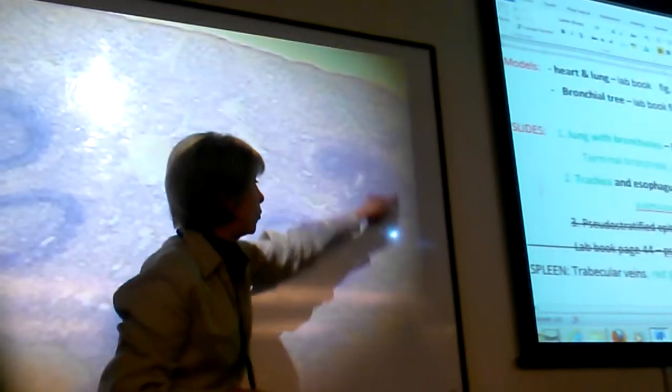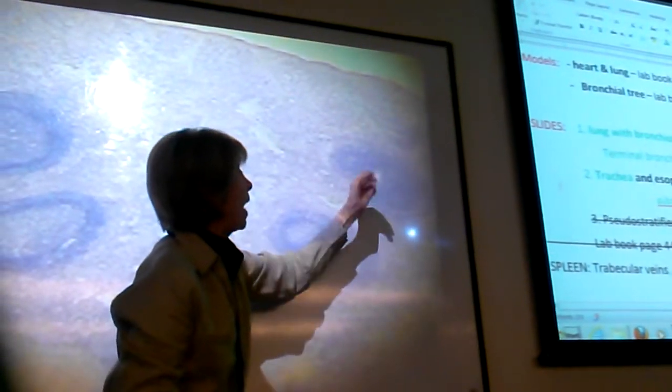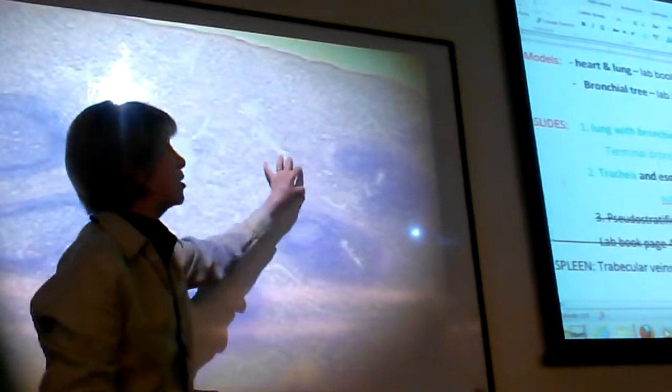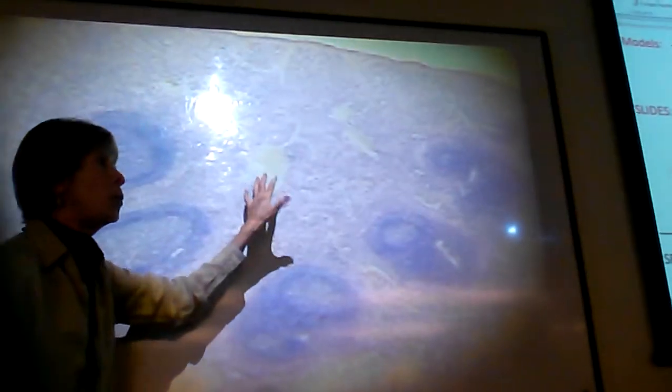The trabecular artery divides into what's called the central artery. It comes through the white pulp, and then it opens up into sinusoids and drains through the red pulp, and then it's collected by trabecular veins, and then it goes back out the splenic vein back to the hepatic portal system. So I think it's more the coloring.